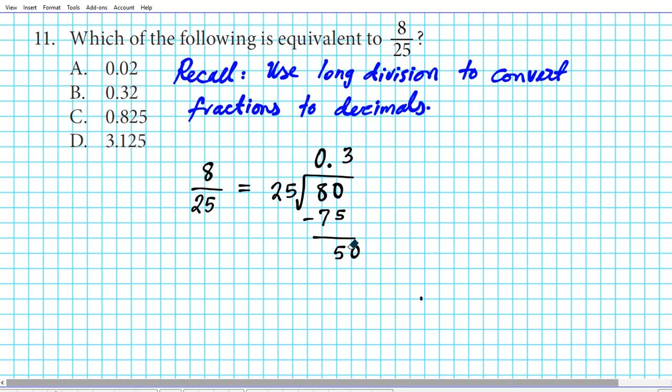How many times does 25 go into 50? 2 times, because 2 times 25 is 50. Subtract again, we get 0. This tells us that there are no remainders. Our answer is 0.32. So 8 over 25 in decimal form is equivalent to 0.32. Answer to number 11 is option letter B.